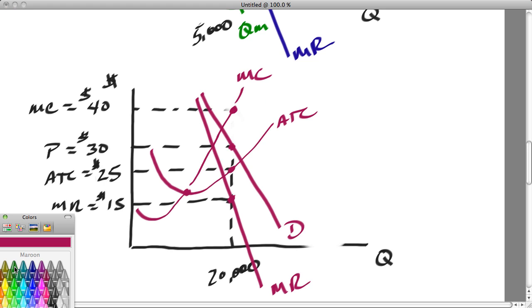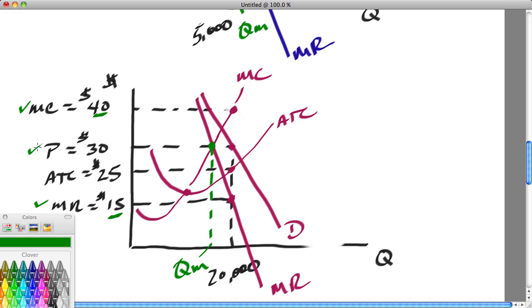Now, where should this firm operate to maximize total profits? Well, let's find where MC equals MR. That's way up here. This firm should actually produce less. Why? Well, MC is greater than MR. The last unit costs 40, the last unit only brought in 15. If the last unit costs 40 and the last unit only brought in revenue of 15, we shouldn't have made it. Are we profitable at 20,000?